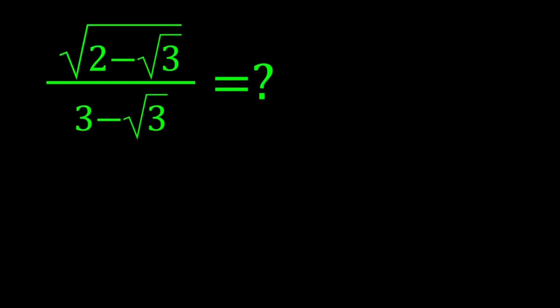Hello everyone. In this video we're going to be simplifying a radical expression. We have the square root of (2 minus root 3) divided by (3 minus root 3). I'll be presenting three methods. Let's start with the first one.